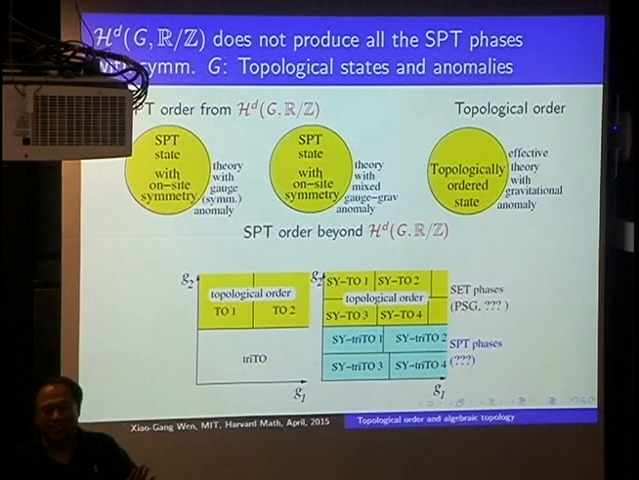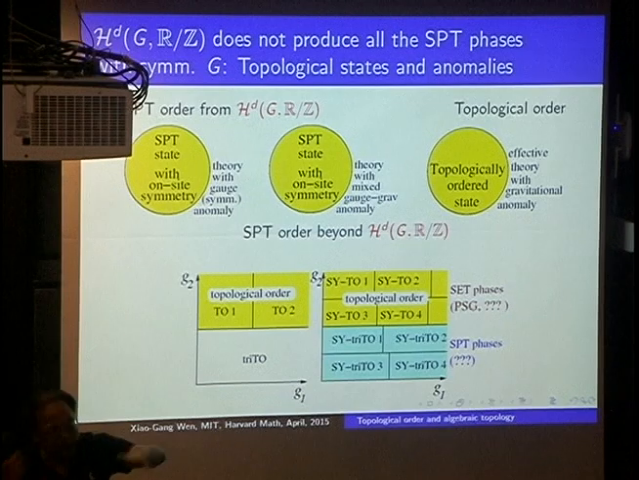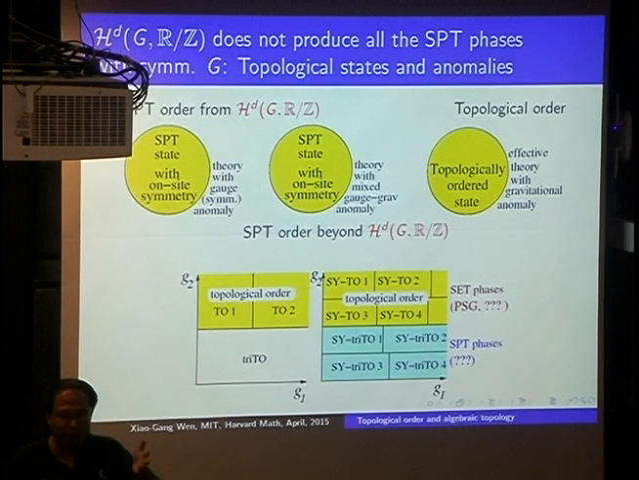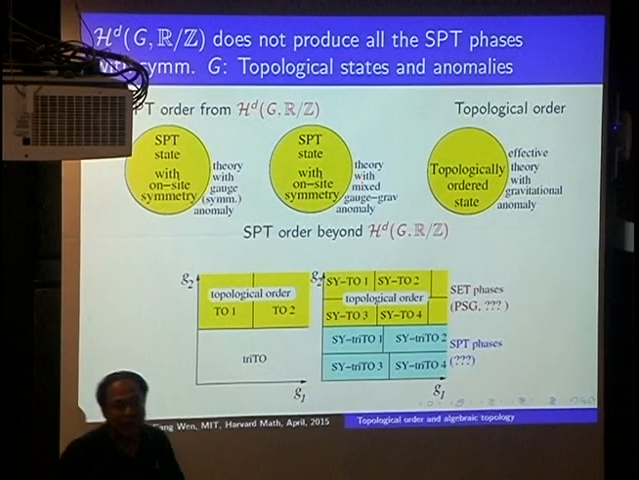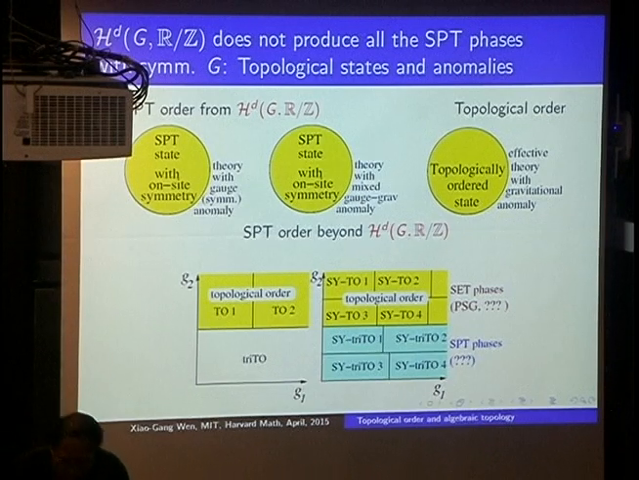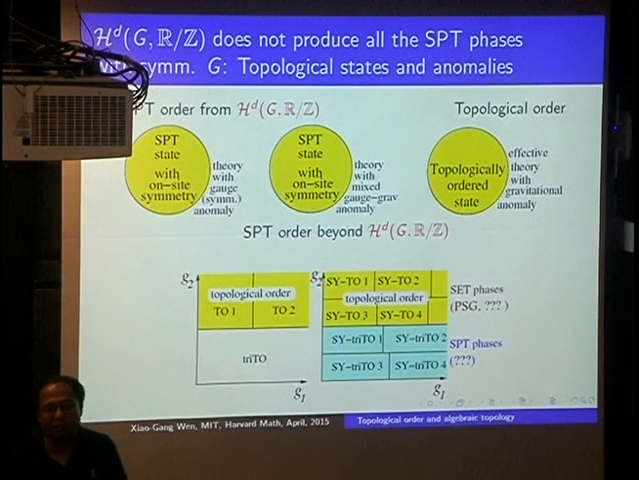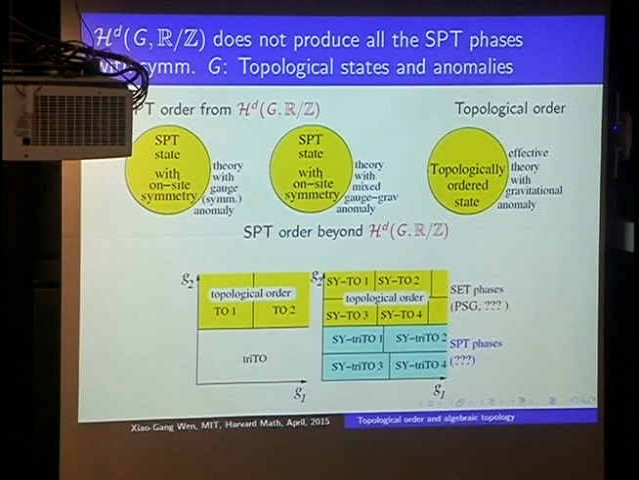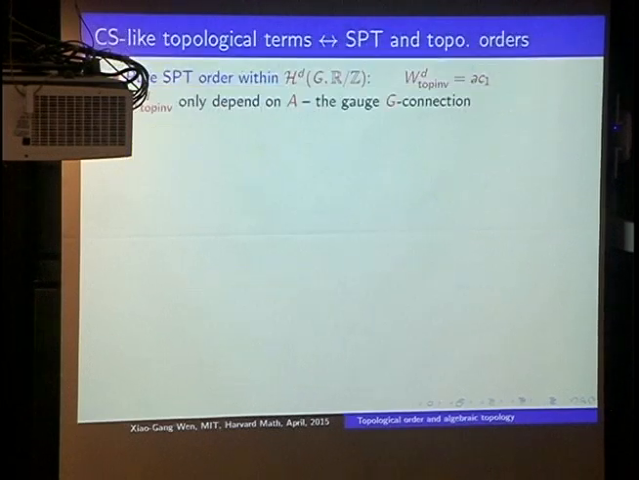The bulk is a Chern-Simons theory, but it is not pure gauge. There's some gauge term, some gravitational term, and some mixed gauge-gravity Chern-Simons term. This mixed term would have a mixed gauge-gravity anomaly on the boundary. And this kind of thing requires symmetry. Without symmetry, you don't have a gauge. So they exist only when you have a symmetry. These are a new kind of SPT states. And I just want to say that this new kind of SPT state can be classified.